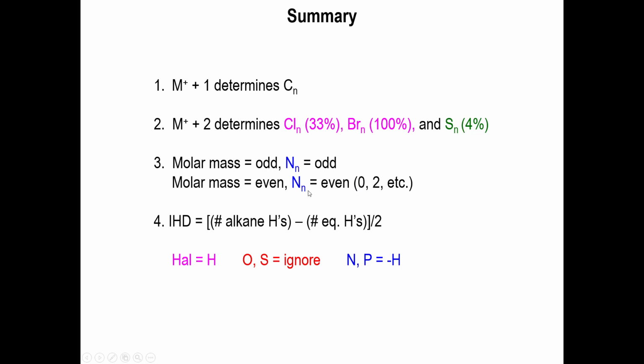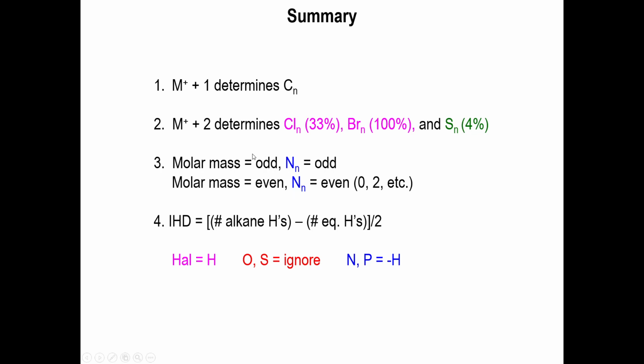So if the molar mass, the M plus value, is even, that could very well mean that there's no nitrogen at all in the molecule, right? But if you do make the claim that nitrogen is going to be present, then you have no choice. You'll have to start at least with 2. Beyond that, it'll have to be 4 or 6, right? It will have to be an even number.